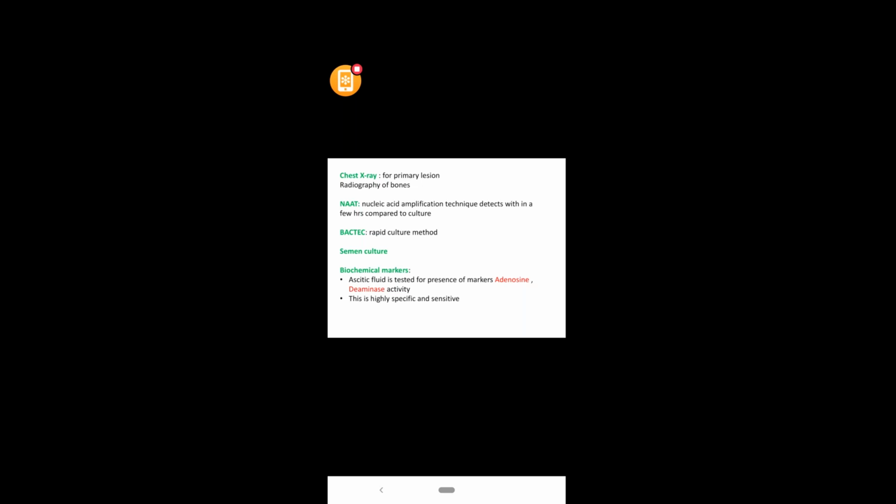On chest X-ray, this is generally for the primary lesions, and radiography of the bones can be taken. The other tests will be the NAT, that is nucleic acid amplification technique, and BACTEC, which is a rapid culture method, can also be done. If we are suspecting a male partner with TB, then we have to do a semen culture. Other biochemical markers will be adenosine deaminase activity. This is tested in the ascitic fluid.